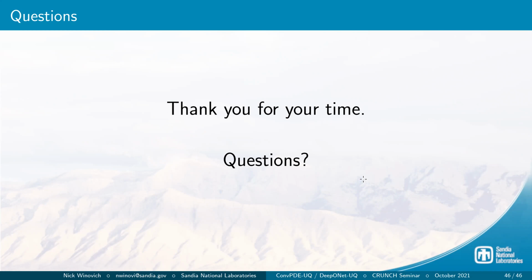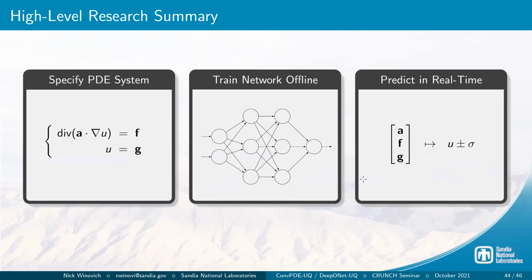Quick question from Thomas, Middle Tennessee State University, and my professor is Professor Khalid. I want to know, is the uncertainty over the entire trunk, over the entire DeepONet?